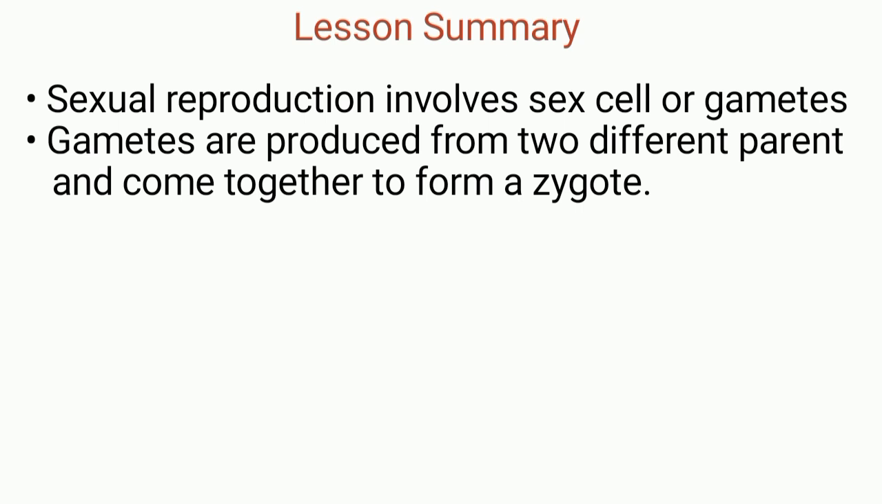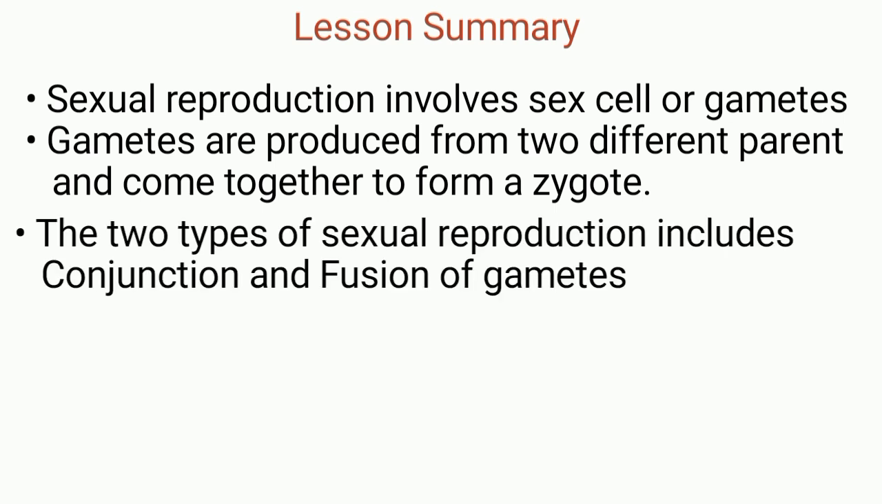Now let's look at the summary of what we have learned so far. In this lesson, we have learned that sexual reproduction involves sex cells or gametes produced from 2 different parents coming together to form a zygote. There are 2 types of sexual reproduction, which include conjugation and fusion of gametes.